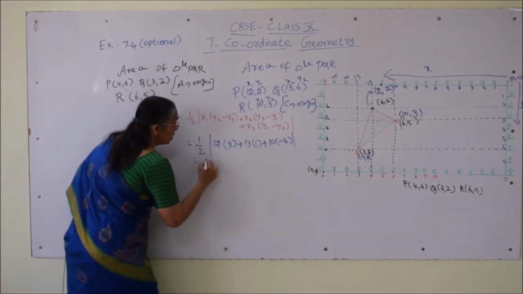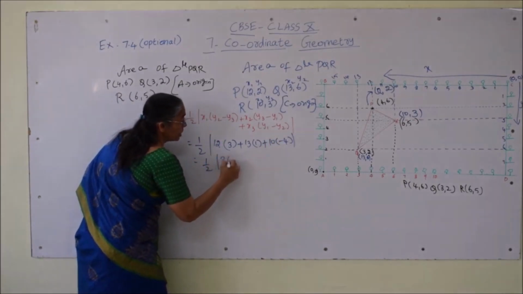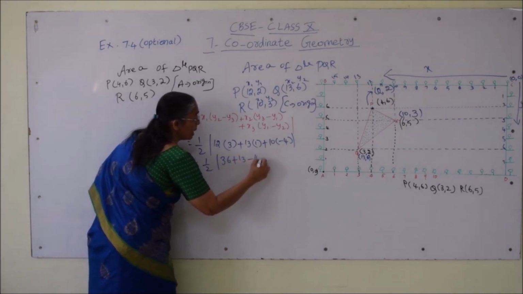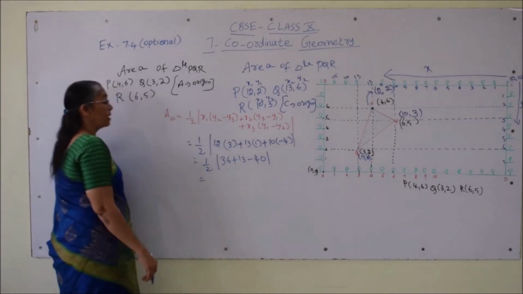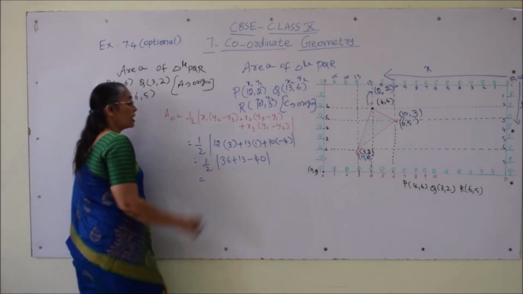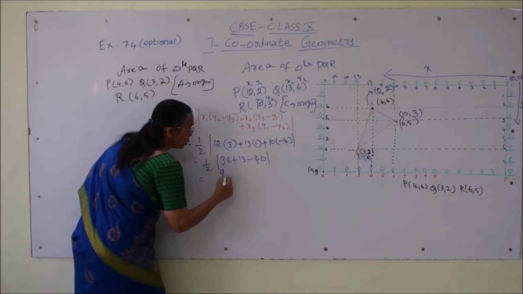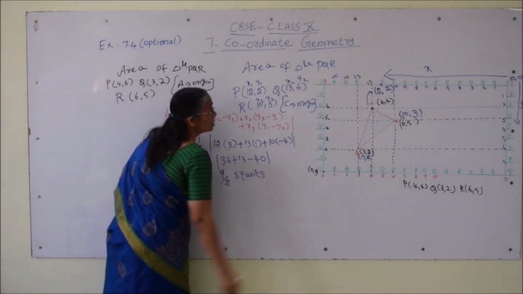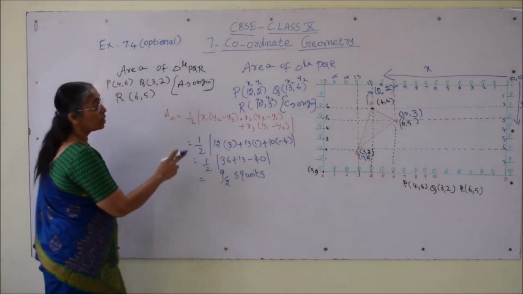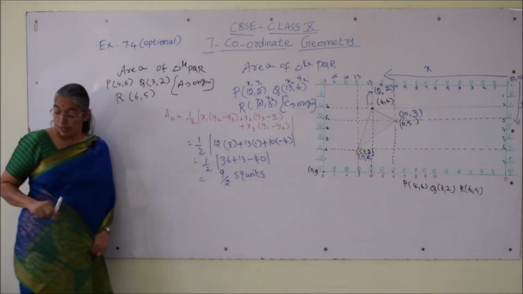So we will get half into modulus of 36 plus 13 minus 40, which is nothing but 36 plus 13, we will get 49, 49 minus 49. So the area is nothing but 9 by 2 square units. This is the area of triangle PQR when we take C as the origin.